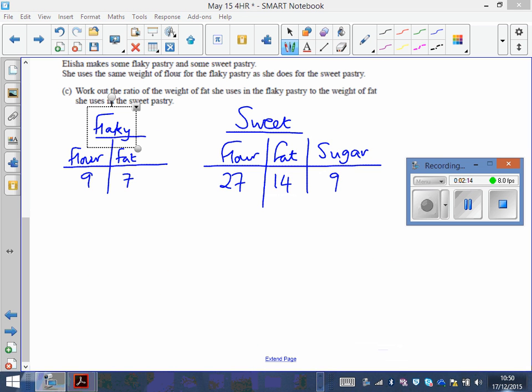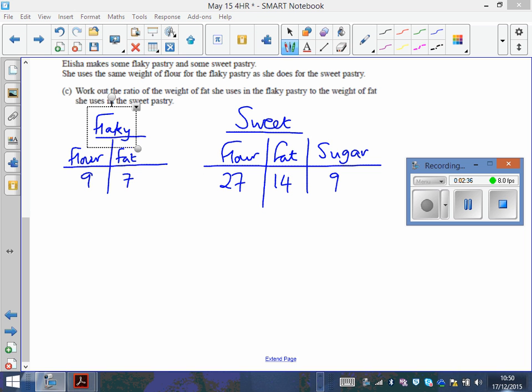Right, the third part's a bit more difficult here. She makes some flaky pastry and some sweet pastry, and you're told that she uses the same weight of flour for the flaky pastry as she does for the sweet pastry. Now, I've just summarised here what we've got. The ratio for flaky of flour to fat, 9:7. For sweet pastry, the ratio of flour to fat, I'm not interested in sugar, is 27:14.